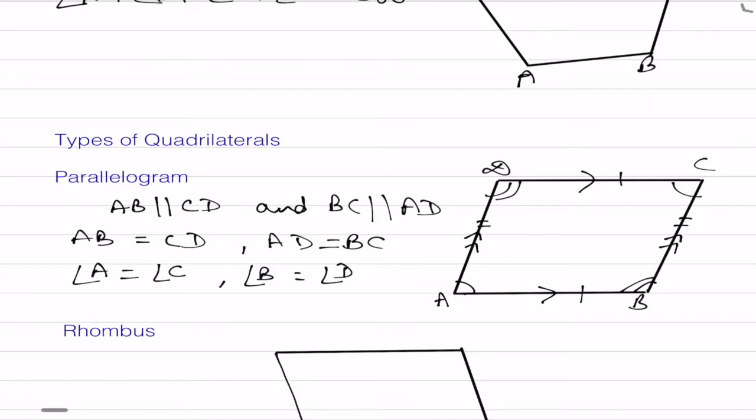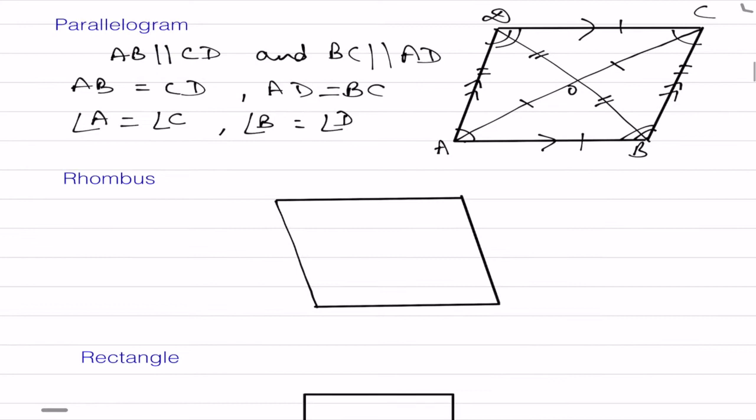Third thing, the diagonals of the parallelogram bisect each other. The next property is the diagonals of the parallelogram are not equal but they bisect each other. So bisection means OA is equal to OC and OD is equal to OB. Before attempting the questions based on this topic, you need to remember all the properties of any type of quadrilateral. So next is a rhombus.